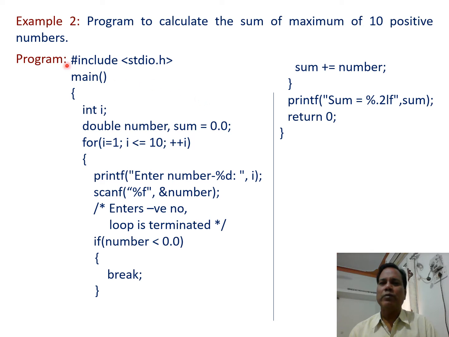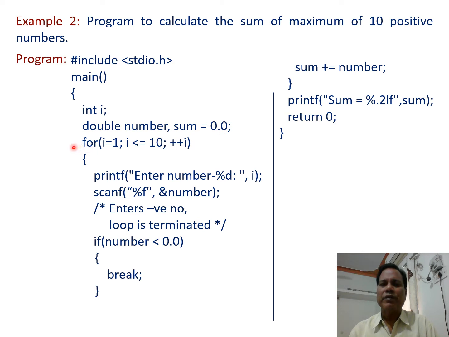In this program, again, the first statement includes the standard input output .h header file in our program. Within the open and close braces, the first statement declares I as an integer variable, and the second statement declares sum as a double type variable, and sum is assigned a value of 0.0.